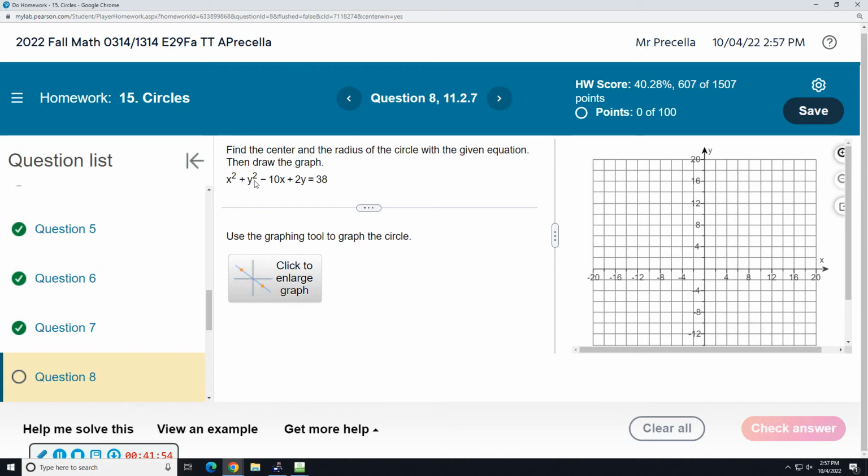So when you add something to the left side, it's like one of those big old scales. If you add something to the left side to maintain the balance, you'll have to add it to the right side also. So get ready.